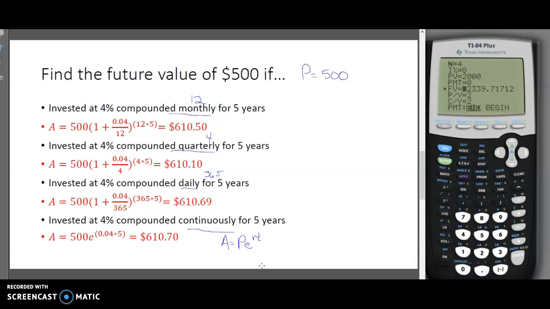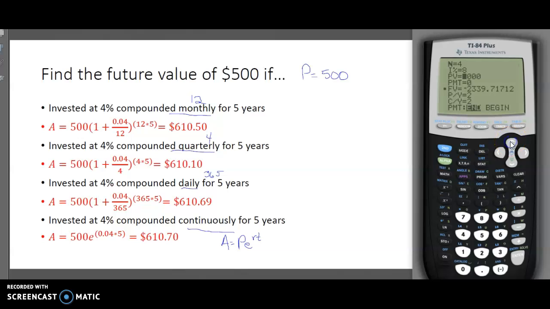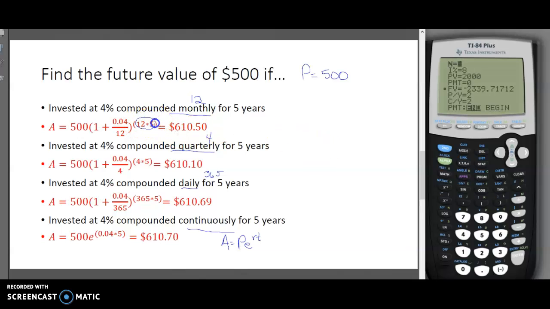So I've put in red these calculations. Now let's go through and see what happens with our calculator. So I'm going to arrow back up to the beginning. Now remember that N is our exponent. So here I've got 12 times 5. So my N is going to be 60.